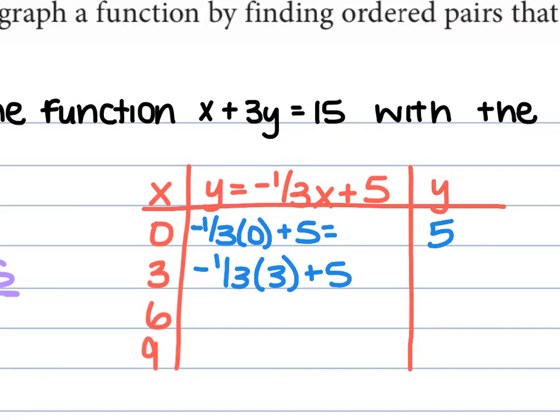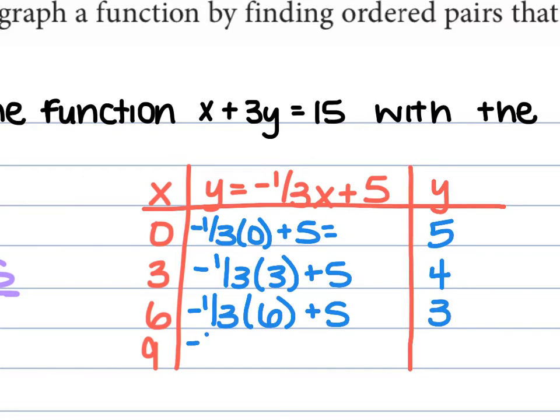Then we have negative 1/3 times 3 plus 5. Negative 1/3 times 3 is negative 1. Negative 1 plus 5 is going to give us 4. And then we have negative 1/3 times 6 plus 5. So negative 1/3 times 6 is negative 2. Negative 2 plus 5 is 3.